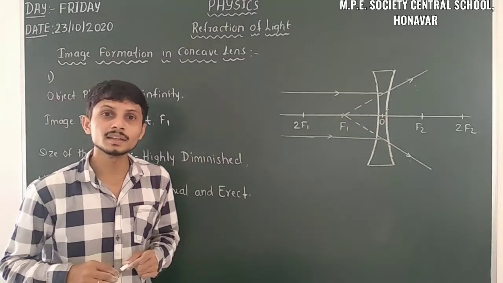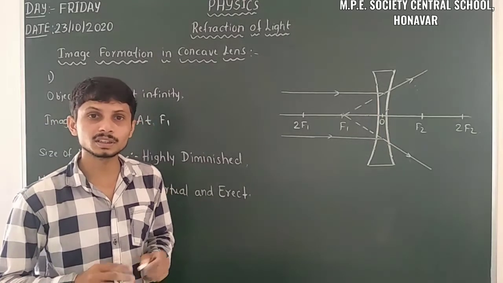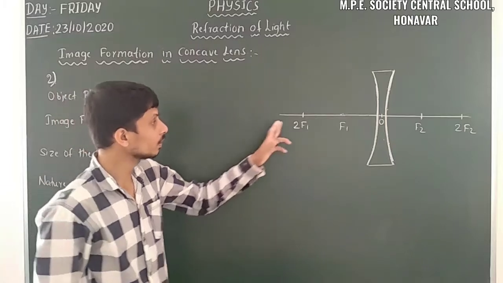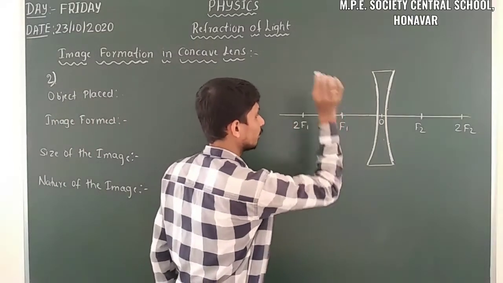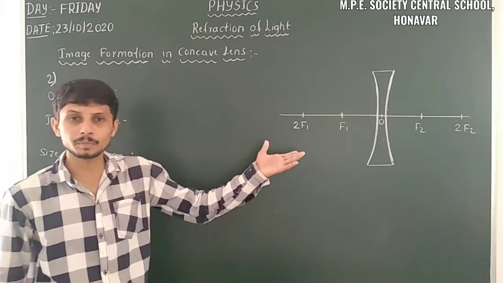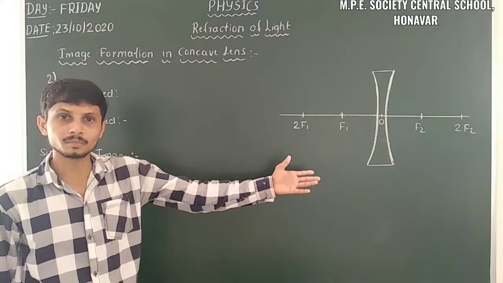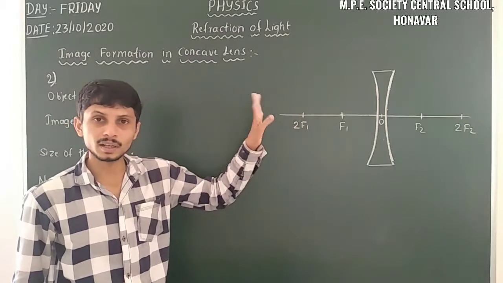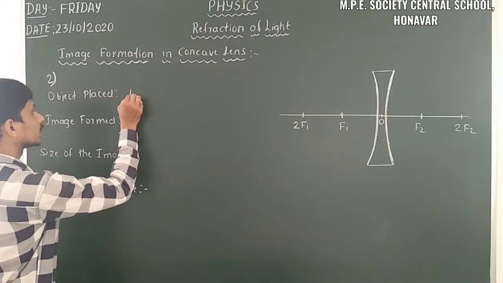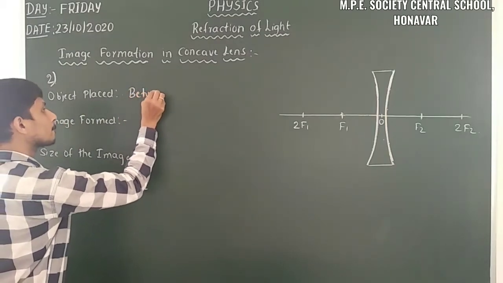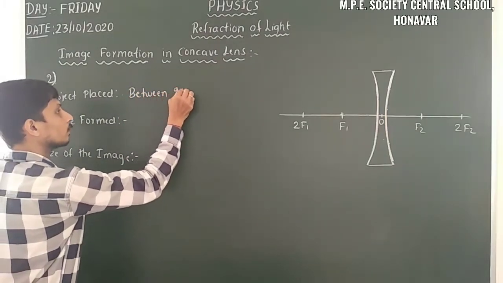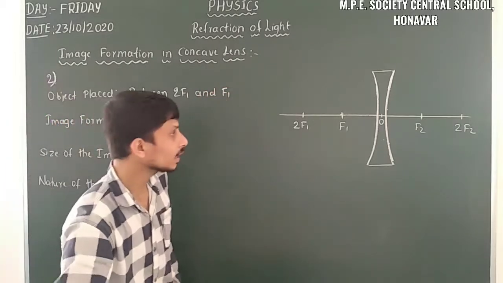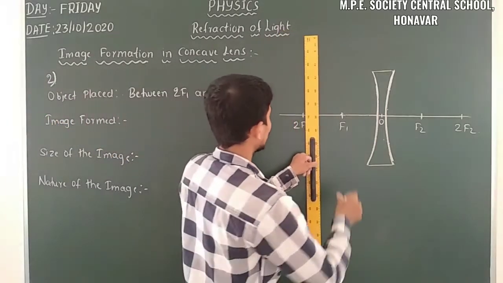So let us take the second image formation in concave lenses. To consider an object between 2f1 and f1. You can take it anywhere, but here I will take the case between 2f1 and f1. So here I will take an object here.